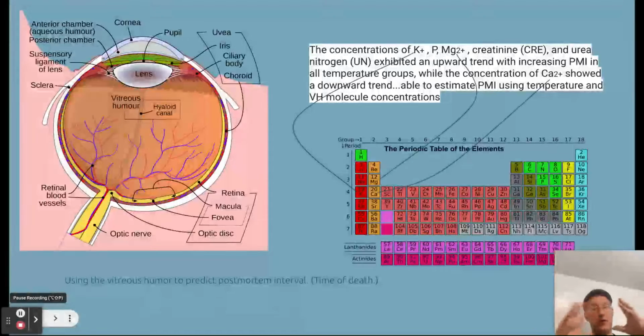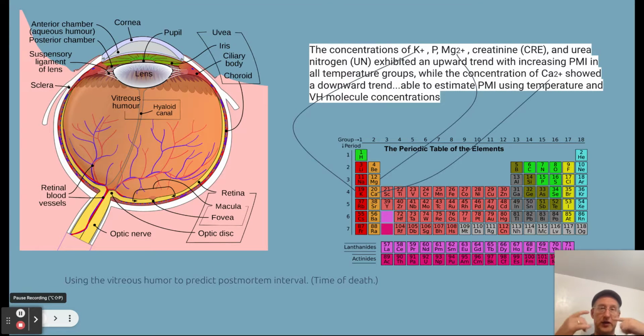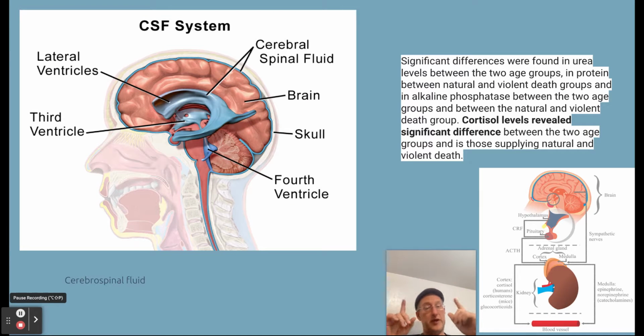So in order to avoid having somebody mess with your blood, you can actually check inside the eye. Potassium, magnesium, other levels actually will give you a pretty accurate measure of when the person died. And if you're thinking maybe this person died of trauma, turns out your cortisol levels, the levels of adrenaline hormone in your brain, will actually tell you if that person died in trauma or just in their sleep.